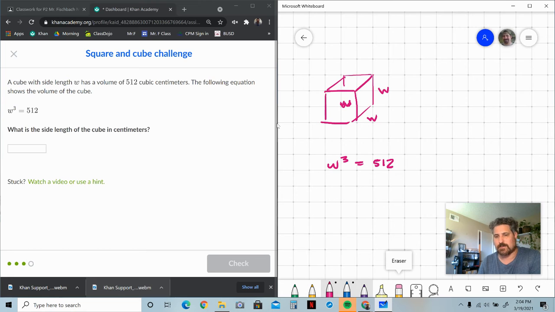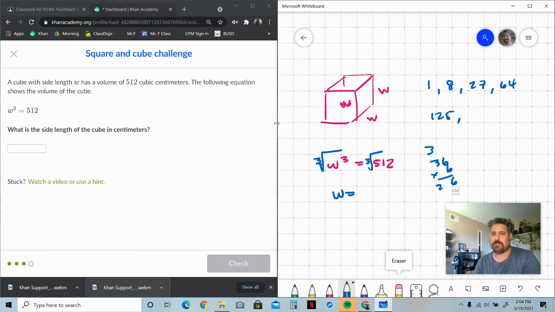Okay, so basically just solve for w. So just take the cube root. How do you undo a cube? Take the cube root. So it's the cube root of 512 is equal to w. And so if you think about your perfect cubes, 1 times 1 times 1 is 1, and 2 times 2 times 2 is 8, and 3 times 3 times 3 is 27, and 4 times 4 times 4 is 64, and 5 times 5 times 5 would be 125. 6 times 6 times 6, that's going to be 36 times 6. No, that's not right. 6 times 6 is 36. 6 times 3 is 18 plus 3 is 20, 216. So you're looking at 216.